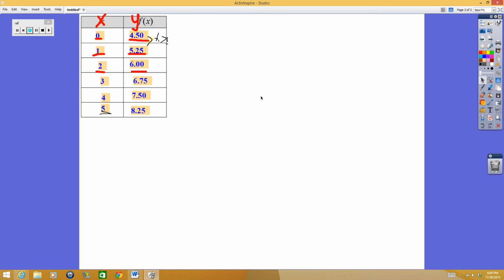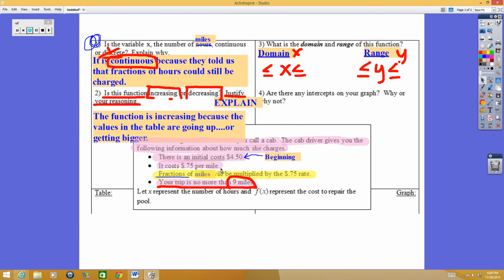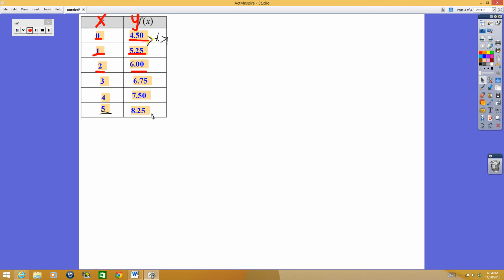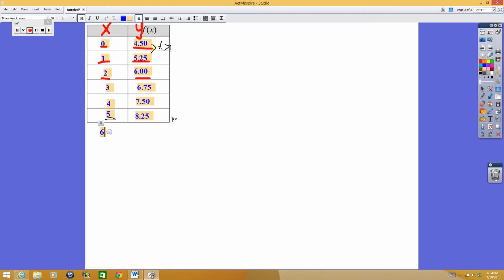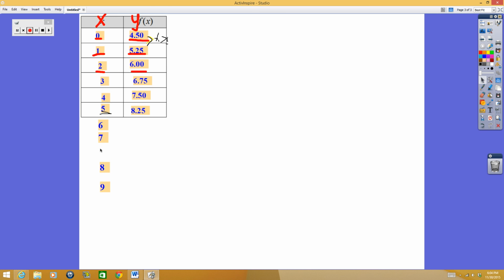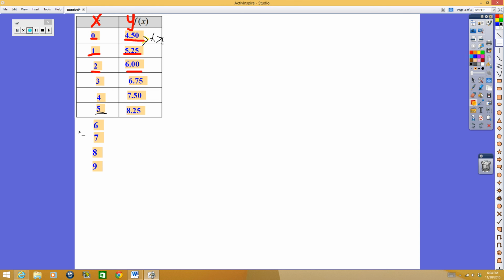So once again, I can go up to 9, right? 9 miles. So let me write that down. I've got 6, 7, 8, 9. Bam, bam, bam, bam. Let me make some lines so I know what I'm doing. Some separation in my life.